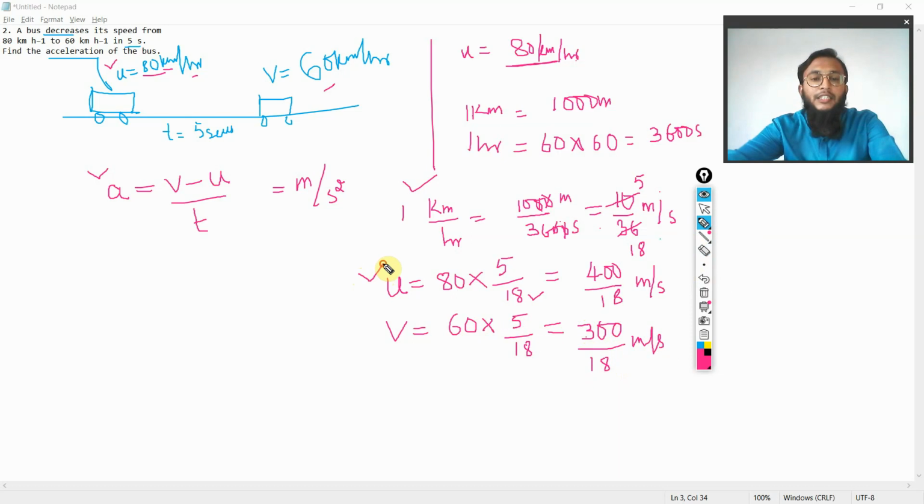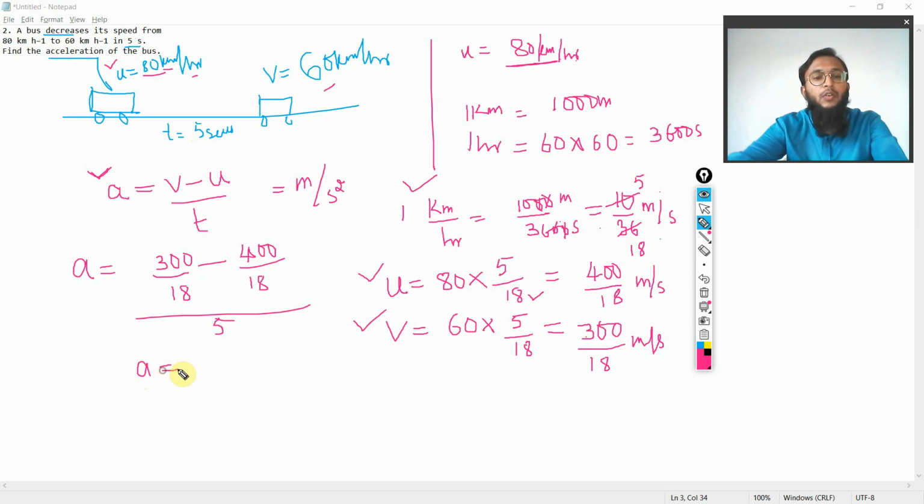So we got the initial velocity and the final velocity, and what we actually wanted is acceleration. Acceleration is equal to final minus initial by time. Acceleration a is equal to the final velocity, which is 300 by 18, minus the initial velocity, 400 by 18, divided by time. Time is how much? 5 seconds.